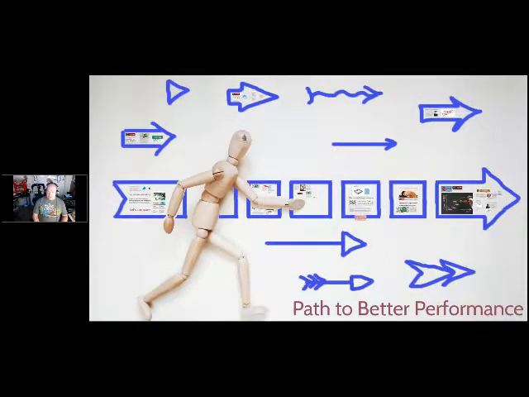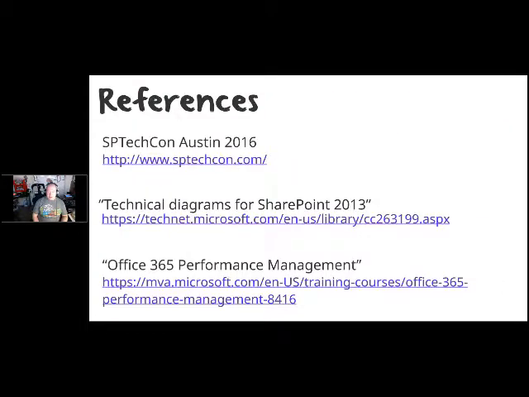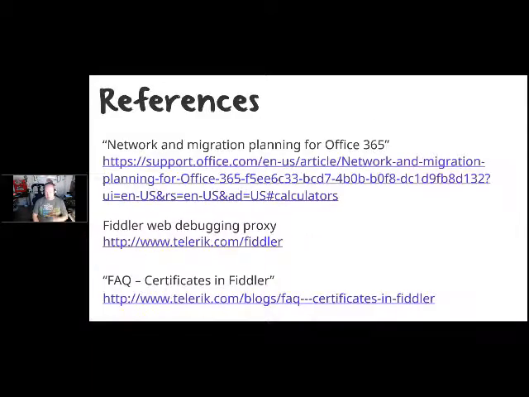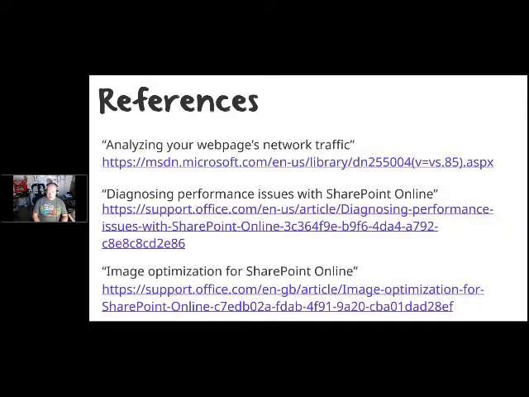So the quick summary here: don't treat SharePoint Online like your own on-premises SharePoint farm. The two operate very differently. Server-based caching, of course, isn't your friend in SharePoint Online. Your browser can be your best friend when troubleshooting, and know the code you implement, or at least profile it before you release it. So I hope you found some of these techniques to be of use in some of the discussion. Maybe it gives you some ideas of what you can do in your environment to help troubleshoot.